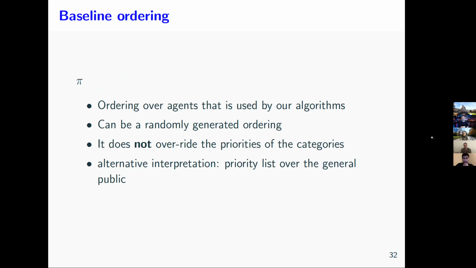Before I go into our rules, let me mention one thing which we use, which is also used in some of the previous papers, and that is the use of a baseline ordering. Baseline ordering is an ordering over agents that is used by our algorithms. It could just be a randomly generated ordering, or an alternative interpretation is that it's a priority list over the general public. Note here that this baseline ordering does not override the priorities of the particular categories. So this will not overbear on our results, because it's only used to make certain decisions to come up with an outcome for our particular rules.